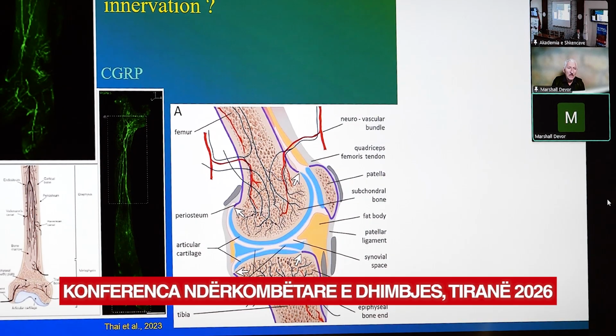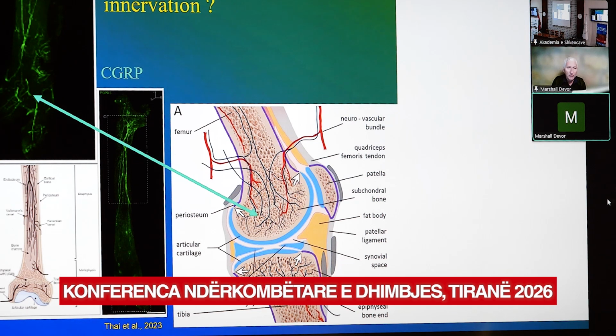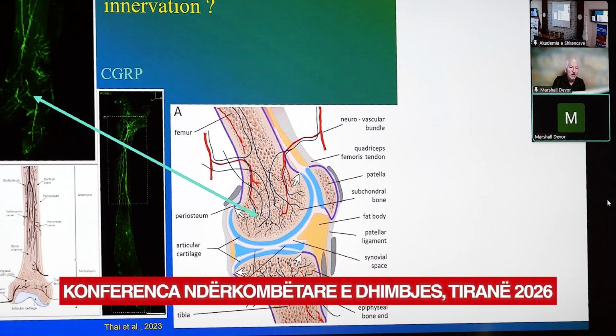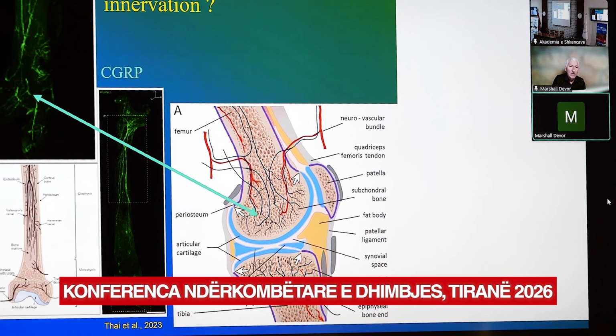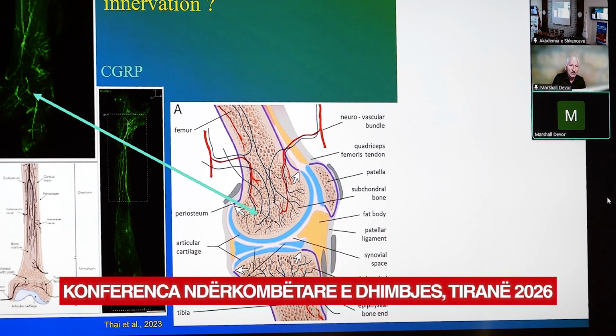The pictures on the left show labeled sections of bone, experimental cases, animal, showing very fine green lines. That's the nature of the fibers that are innervating the subchondral bone. And the CGRP is one of the markers of nociceptive fibers, that is, nerve fibers which normally respond to strong stimuli and evoke sensation of pain in a way which is critical.